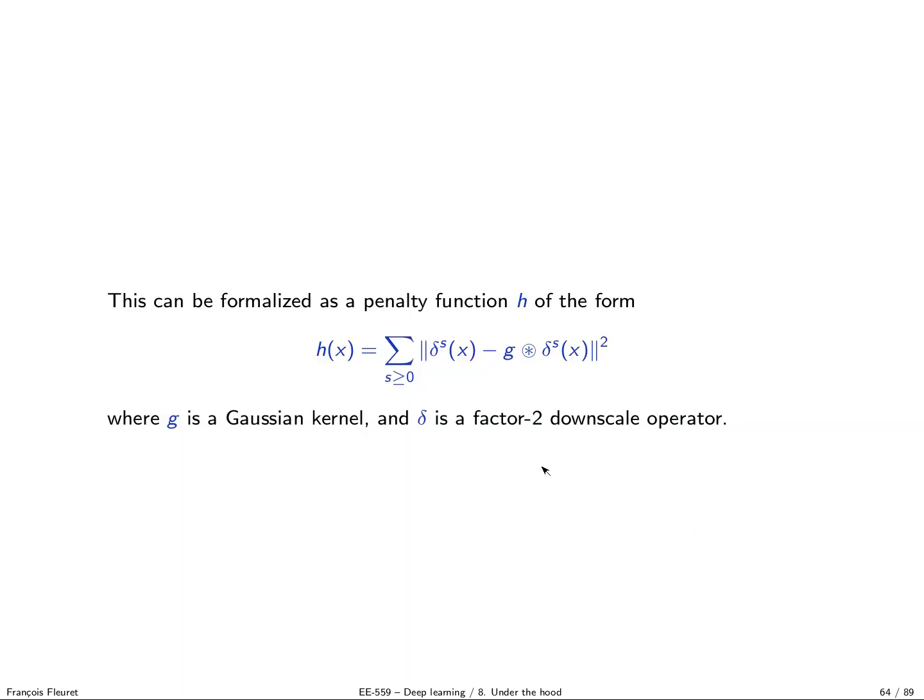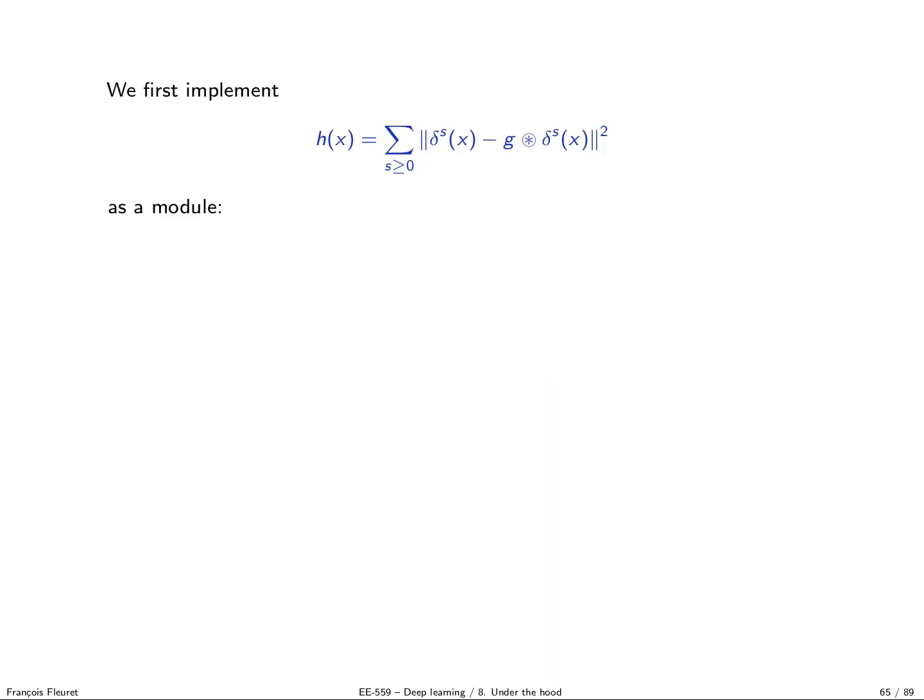So now, how can we formalize this penalty term? It's simply the sum across scales of the images downscaled at this scale minus the blurred version of the downscaled image. So delta is the operator that downscales the image by a factor of 2, and G is a Gaussian kernel. So when I do this, I compute X, which has been downscaled S times, minus the blurry version of X, which has been downscaled S times.